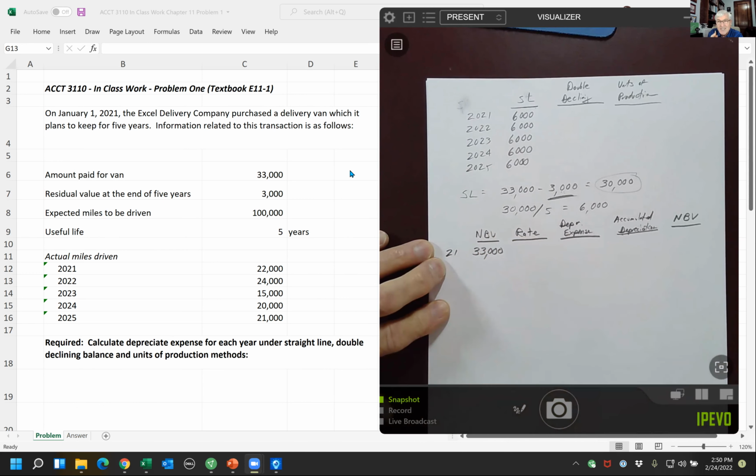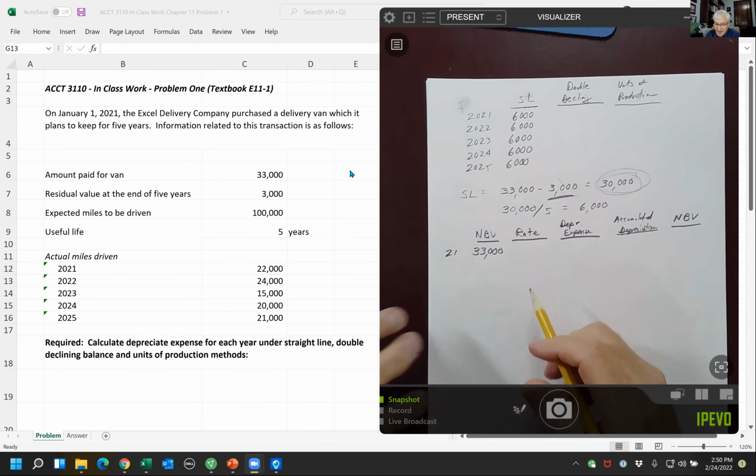And again, this is the one method that we ignore the residual value until the end, because why do I say the end? I don't care what method you use, you never expense in total more than the 30,000 because that's our cost. These changes in method is just on how much we're going to allocate to each year.